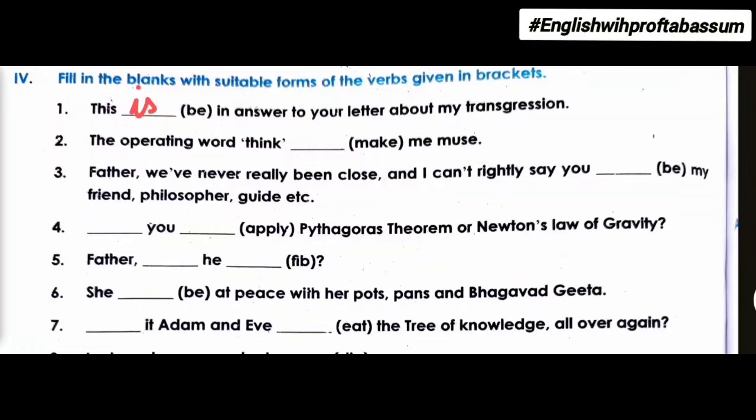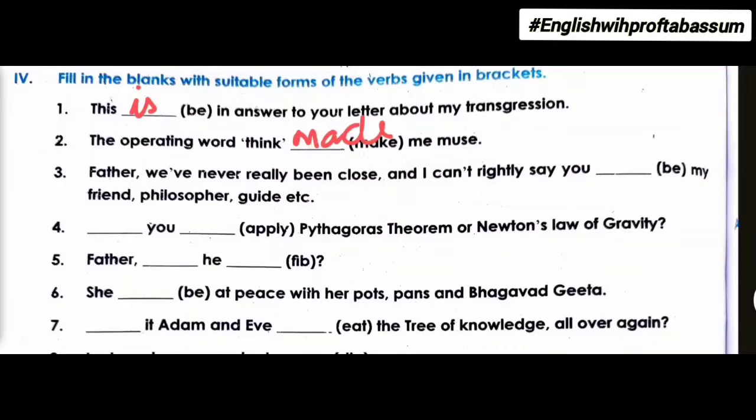So this is a present situation, so it is simple present tense. Second one, the operating word think dash me muse. So the hint over here is made me muse. It is a completed idea in the past. So it is simple past tense, and the rule is that the completed past action will use V2 form. So make is present tense and the V2 form of make would be made. So answer is the operating word think made me muse.